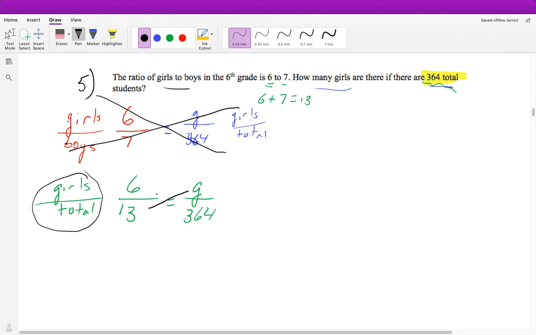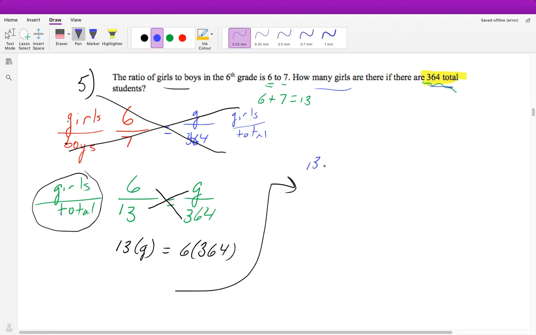So we would then cross multiply. We will then get 13 times G is equal to 6 times 364. And that will then give me, I'm going to write it up here, 13G is equal to 2,184. So I divide each side by 13. Since it's being multiplied to my variable, I undo it through division. And that means that I would have 168 girls.